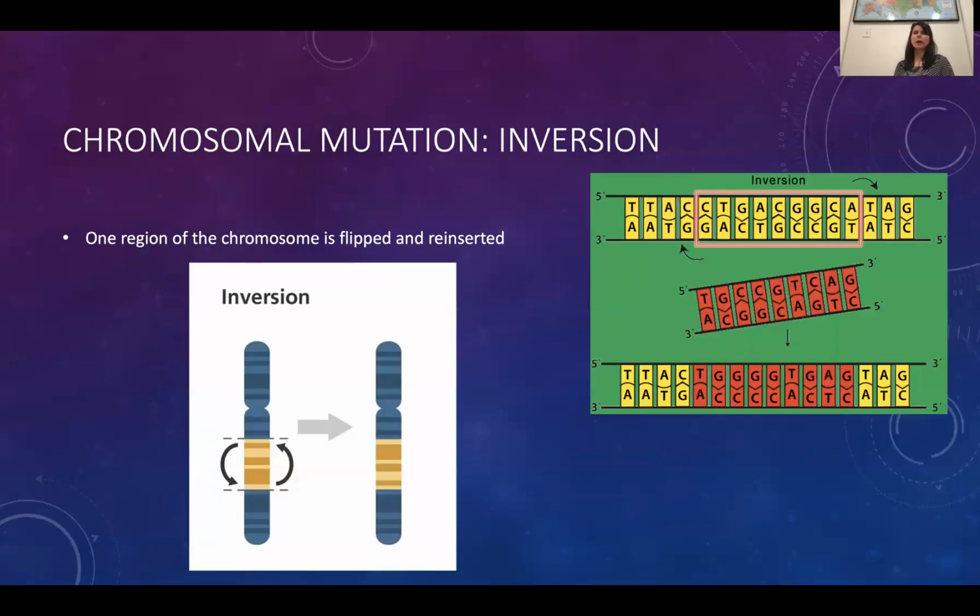Okay, so the next type of mutation I'm going to talk about is chromosomal mutations. That's inversions. So you can see here is a picture of a chromosome, and a section of the DNA is flipped. It's inverted.